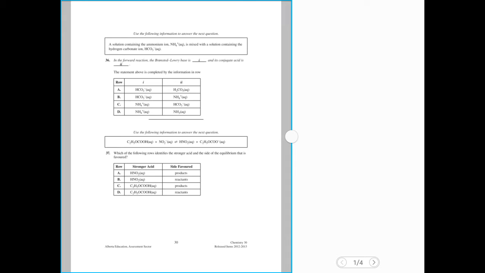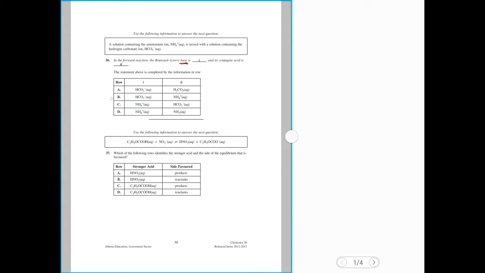So question number 36 says, a solution containing the ammonium ion is mixed with a solution containing the hydrogen carbonate ion. It says the forward reaction, the Bronsted-Lowry base, and I'm going to underline that word base, is blank, and the conjugate acid is blank. So the first thing that we can do when we're looking at this type of question is, if we know what a conjugate acid and base is, it should be an entity that has one extra proton if it's an acid compared to the base. So it shouldn't be two different substances completely. It should be only different by a single proton.